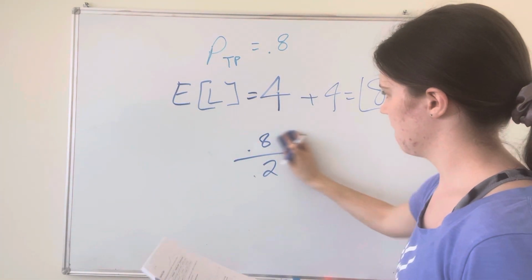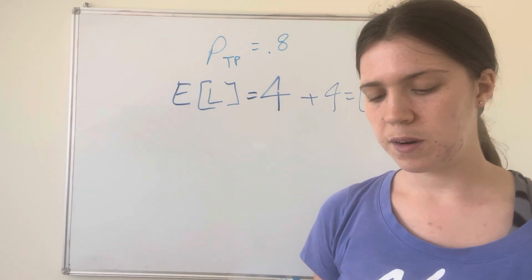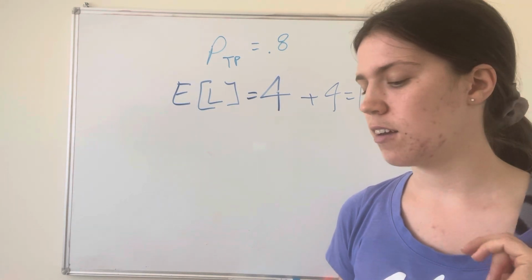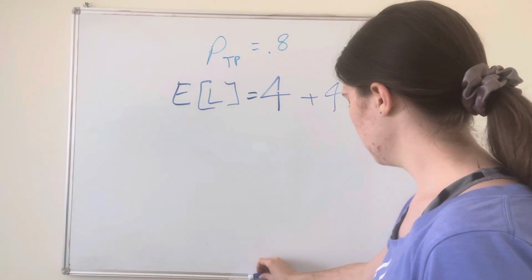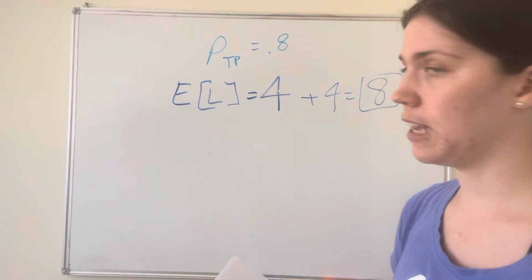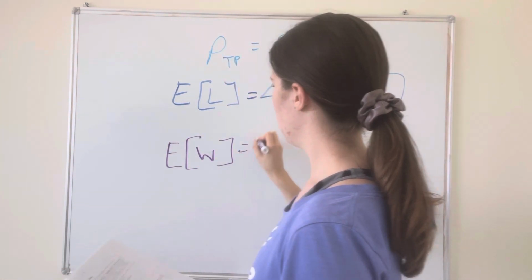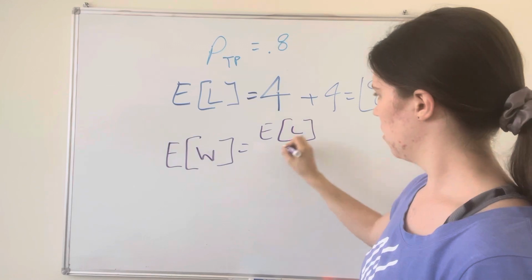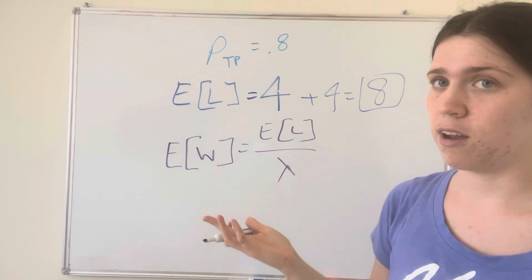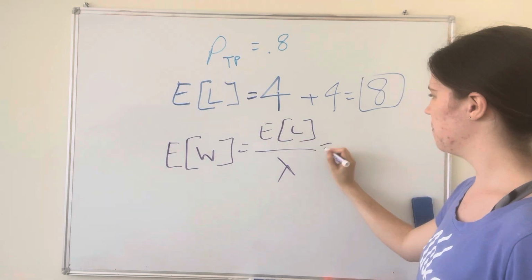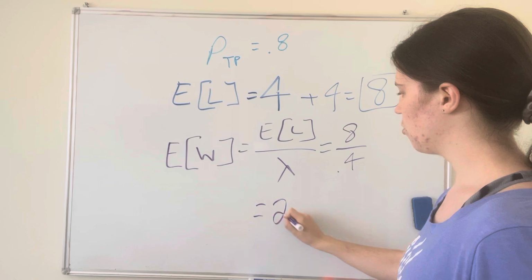All right, one more question. We are speeding along. How long does an average customer spend in that two-step process? How do we find that? We are looking for E of W, which is E of L over lambda. And if this E of L is for both processes, all you have to do is plug it into the formula. So we'll go 8 over 0.4, which will give us 20 minutes.